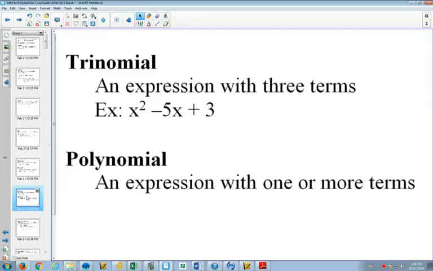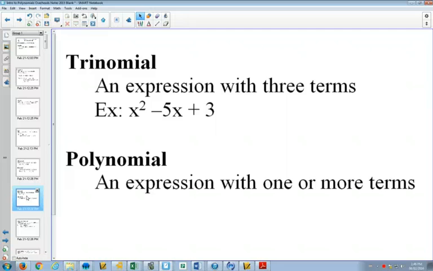After trinomial, we just use the word polynomial to say that it's an expression with one or more terms. So monomial, binomial, and trinomial are special examples with 1, 2, or 3. Polynomial represents them all. You could say polynomial every time.